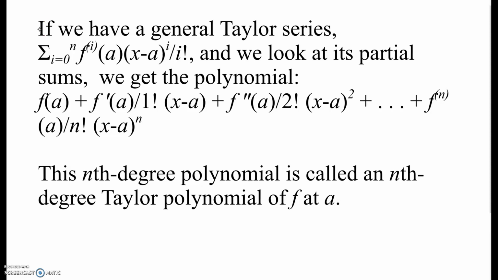One relationship between Taylor series and other things is the fact that if we look at a partial sum of a Taylor series, we get a polynomial. And that polynomial is called a Taylor polynomial of f centered at a. So we'd have f of a plus f prime of a over 1 factorial times x minus a to the first plus the second derivative of f evaluated at a over 2 factorial times x minus a squared, and so on.